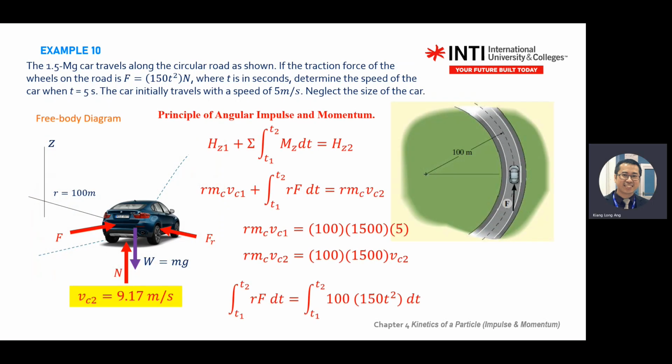Okay, this is how you work. This is the principle. I skipped a lot of the mathematics calculation. You try to observe how we solve. Important is, do you know how to draw the free body diagram in 3 axes, especially when they link to angular impulse and momentum?